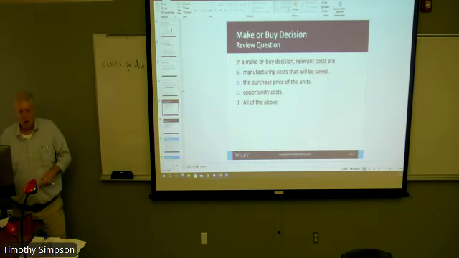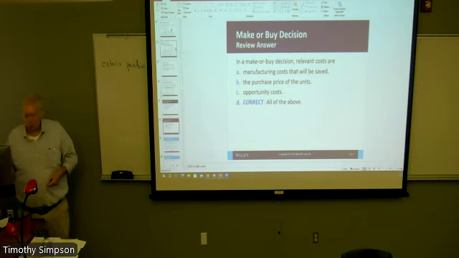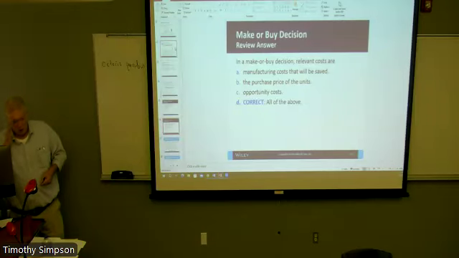Okay. So make or buy decision. In a make or buy, relevant costs are what? Manufacturing costs will be saved, purchase price of units, opportunity costs. It's really all of the above, isn't it? It's really all of the above in this particular example. Okay.